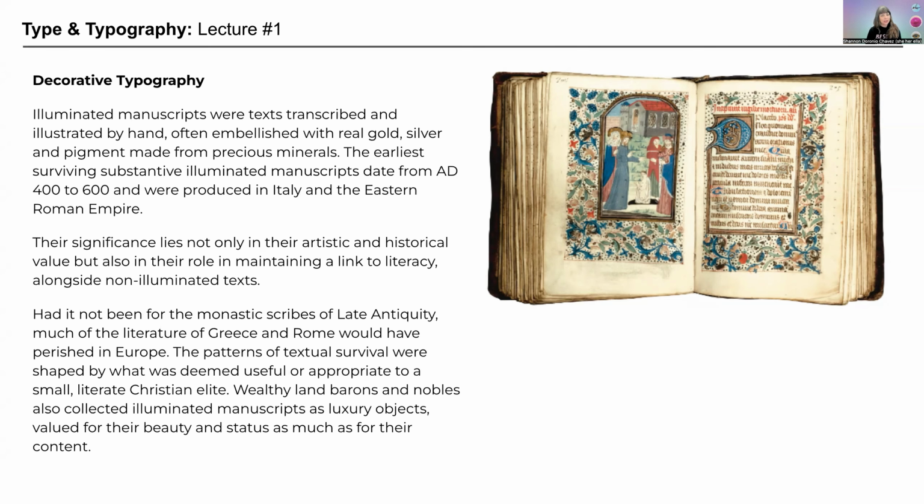Let's begin talking about decorative typography. We're going to start with illuminated manuscripts, which are texts that were transcribed and illustrated by hand. This is not a printed object. They're often embellished with real gold, silver, and pigment that was made from precious minerals. The earliest surviving substantive illuminated manuscripts date from AD 400 to 600 and were produced in Italy and the Eastern Roman Empire.